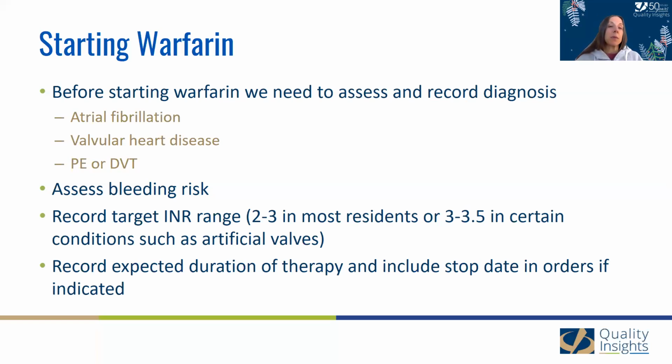You always want to assess the bleeding risk, and then you always want to make sure that you record what the target INR range is. It's typically 2 to 3. The INR is 2 to 3 in our resident population, but in some residents, it might be 3 to 3.5 in certain conditions, such as artificial valves. And in that case, a specialist like a cardiologist should indicate that INR range, because it is out of the normal. And then it's always good to record the duration of therapy and a stop date order.